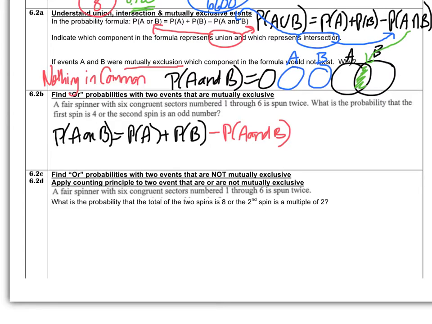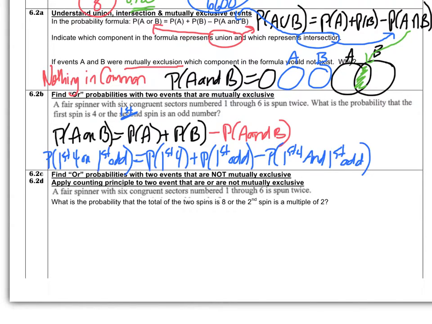Now for this problem to be truly mutually exclusive, I need to adjust this part right here. We're going to change this word that says second here to first, and I'll read the question. A fair spinner with 6 congruent sectors numbered 1 through 6 is spun twice. What is the probability that the first spin is a 4 or the first spin is an odd number? So I'm just going to write this out in our probability format. What's the probability the first is a 4 or the first is odd?